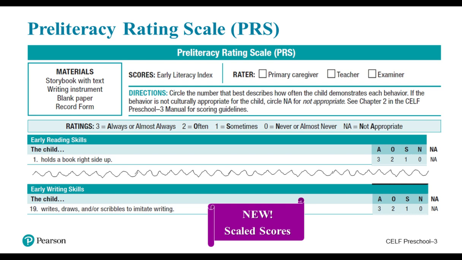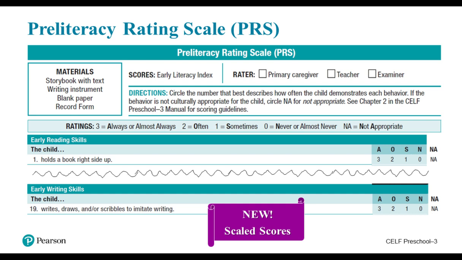Here's an example of the pre-literacy rating scale and a couple of items from them. The pre-literacy rating scale looks at early reading skills and early writing skills, starting with just being able to hold a book right side up, turn the pages, things like that. Find specific items in the book, either page numbers or the name of the author, depending on the child's age.